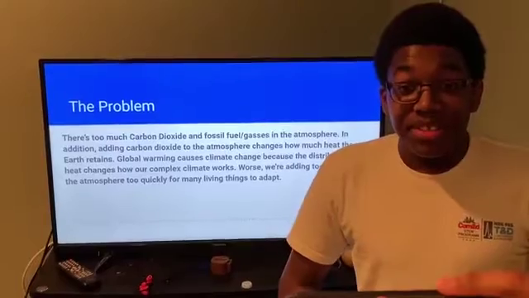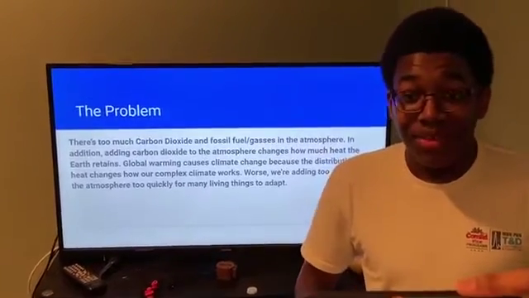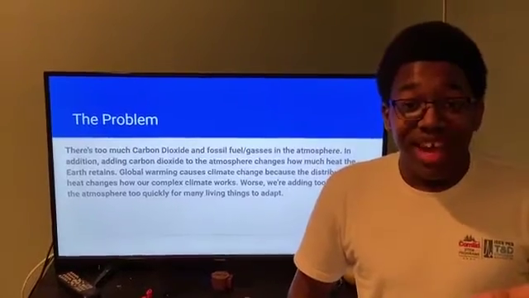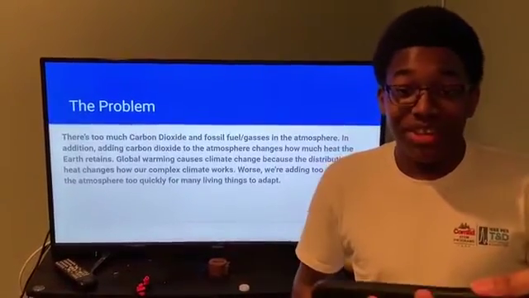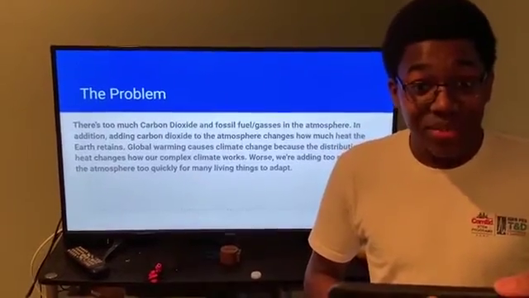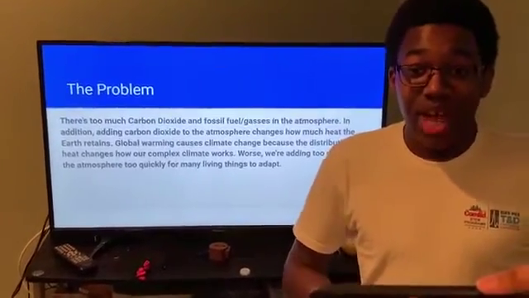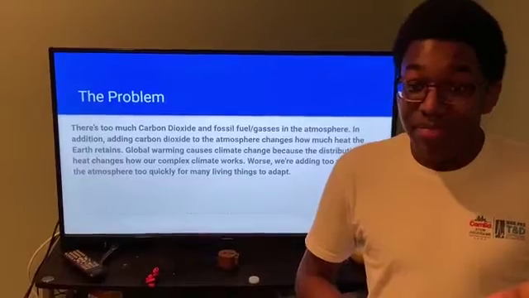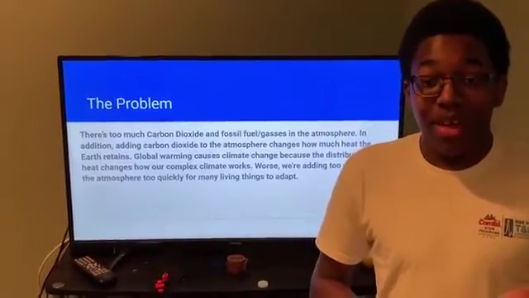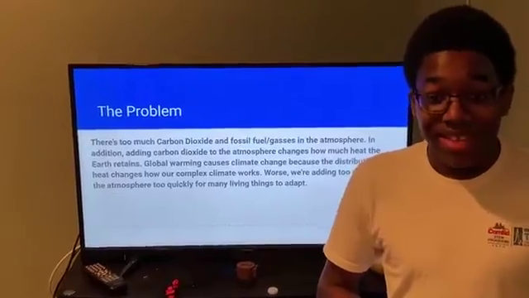The problem is that there's too much carbon dioxide and fossil fuel gases in the atmosphere. In addition, adding carbon dioxide to the atmosphere changes how much heat the Earth retains. Global warming causes climate change because the distribution of heat changes how our complex climate works. In addition, we're adding too much to the atmosphere, too quickly for many living things to adapt.